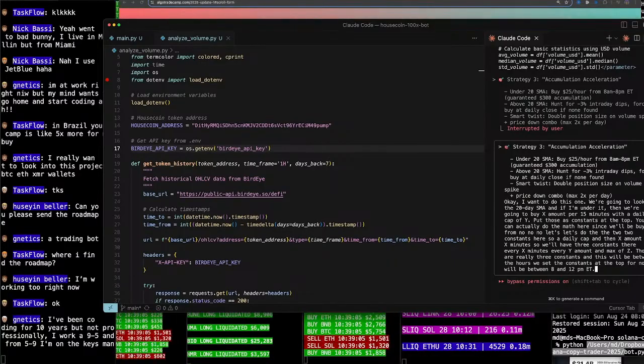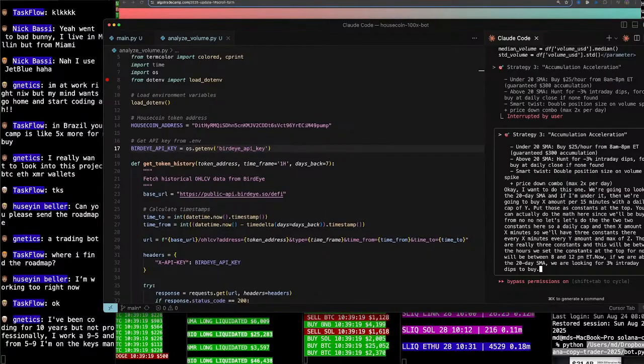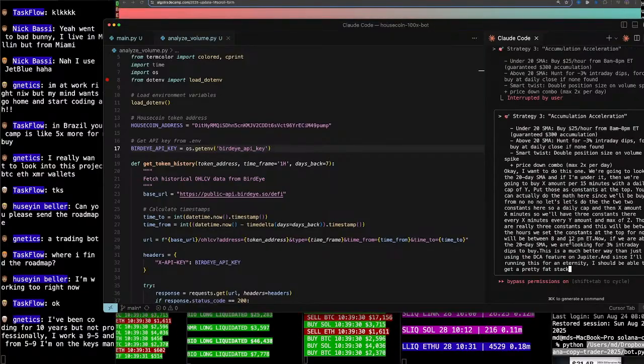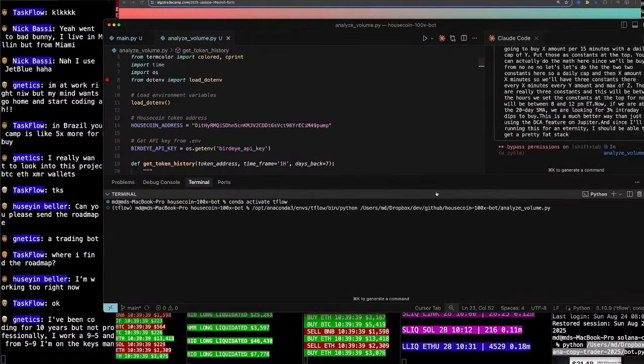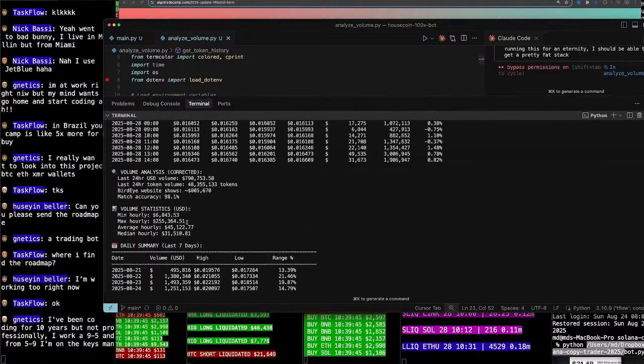Now, if we're above the 20-day SMA, we're looking for 3% intraday dips to buy. This is a much better way than just using the DCA feature on Jupiter. And since I'll be running this for an eternity, I should be able to get a pretty fat stack. Okay, so far that's the idea, but I want to look through this one time because there might be something that changes my mind. Okay, so let's go ahead here and see.